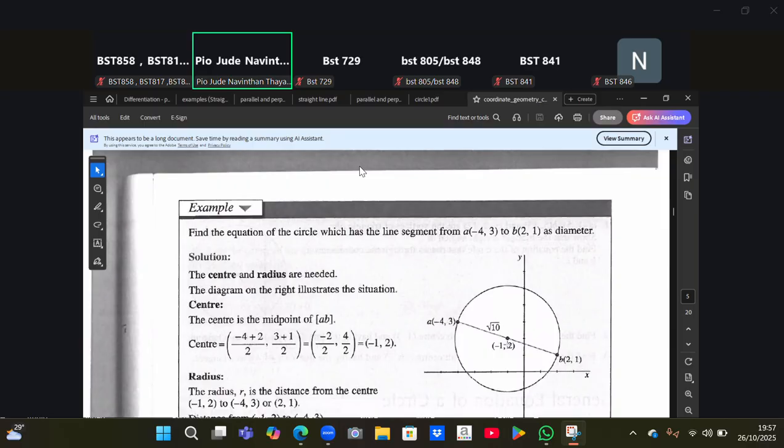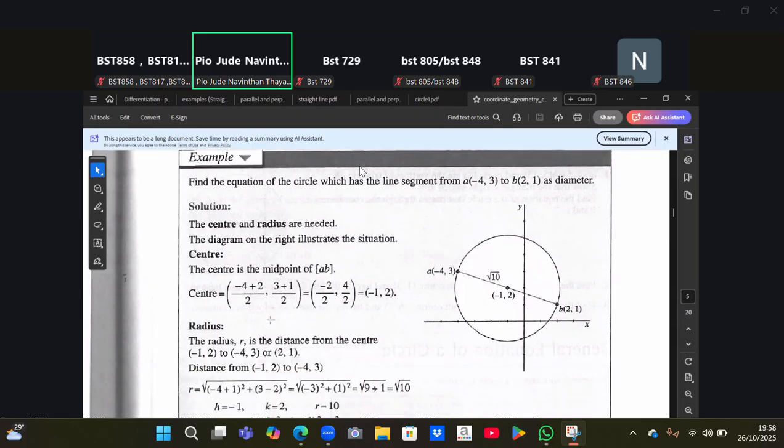We need to add the x values and divide by 2, and add the y values and divide by 2. Minus 4 plus 2, divided by 2, is minus 2 over 2. That is minus 1. Y coordinate, add together: 3 plus 1 is 4, divided by 2 is 2. So your center is minus 1 comma 2.